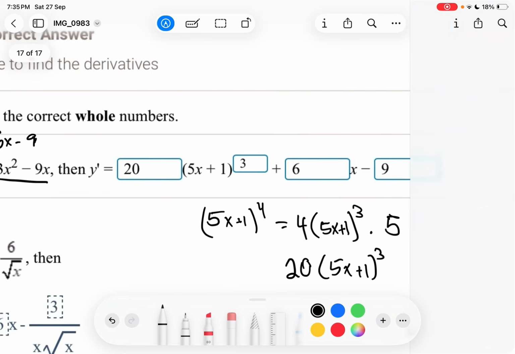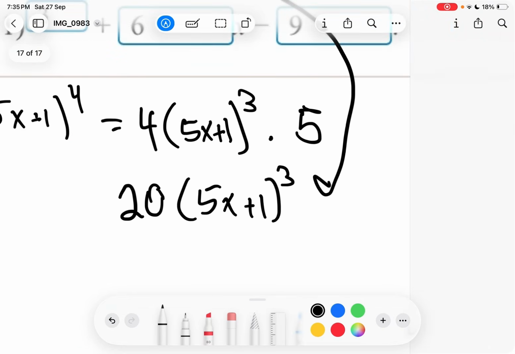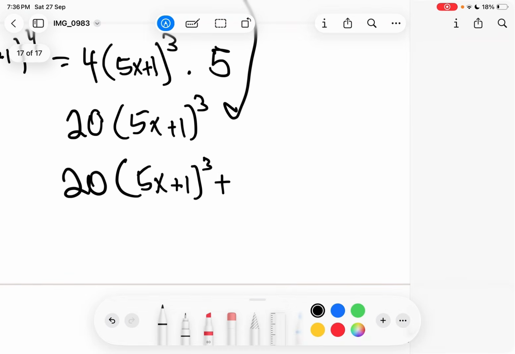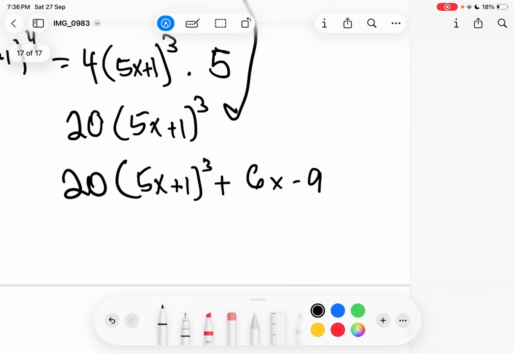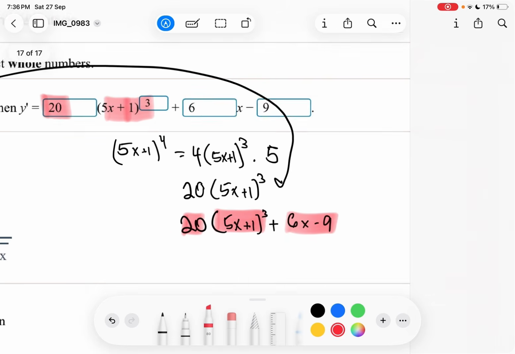And now the thing that you did from the start, add it with it. So it will be 25x plus 1 to the power of 3 plus 6x minus 9. And that's your final answer, which is 25 times 5x plus 1 to the power of 3, plus 6x minus 9.